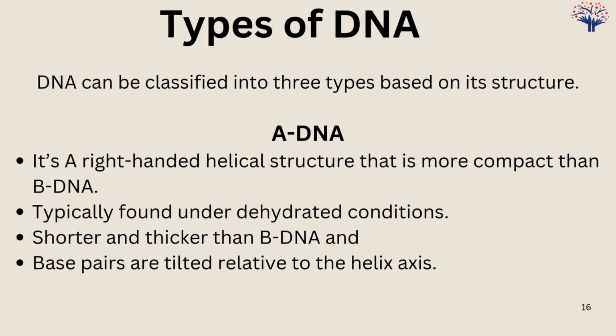A-DNA. It's a right-handed helical structure that is more compact than B-DNA. Typically found under dehydrated conditions. Shorter and thicker than B-DNA, and base pairs are tilted relative to the helix axis.